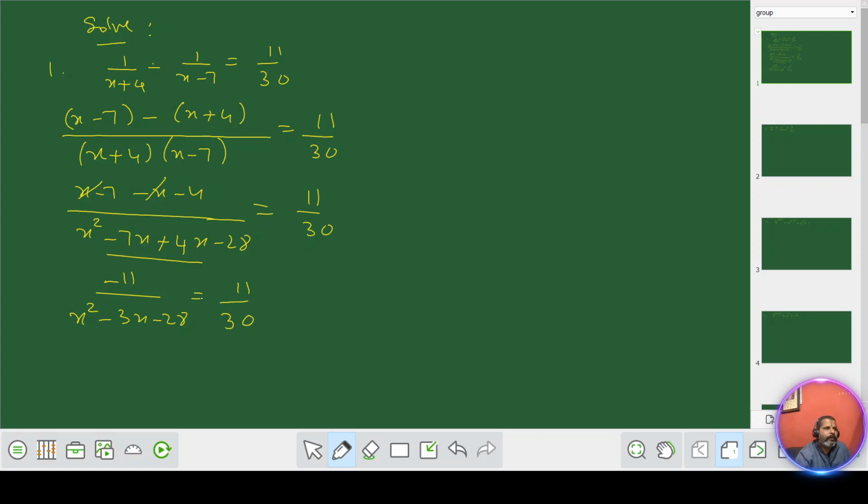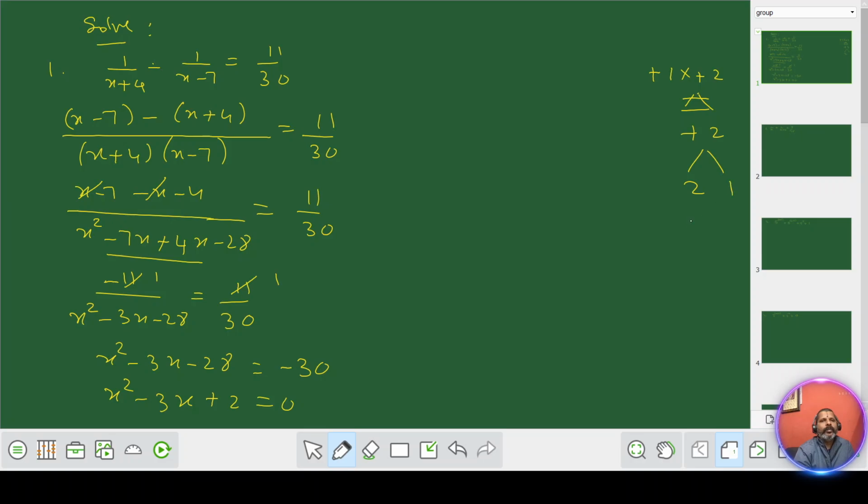When you cross multiply, since we have equal to, we can cancel the 11. So when you cross multiply, minus 1 into 30 and this into 1, that is x square minus 3x minus 28 equal to minus 30. When you take it to the left side, the equation becomes x square minus 3x minus 28 plus 30, that is plus 2, equal to 0. This is the quadratic equation. Now we have to solve this quadratic equation using the first into third method. So first is plus 1, third is plus 2.